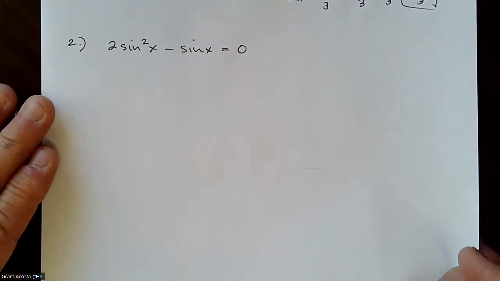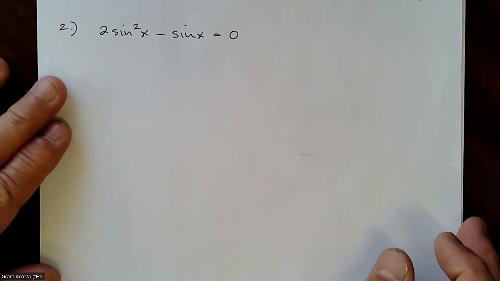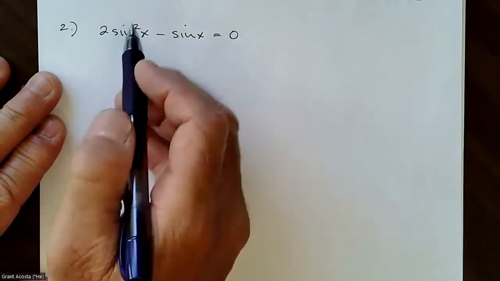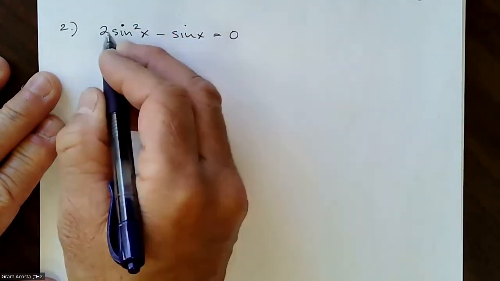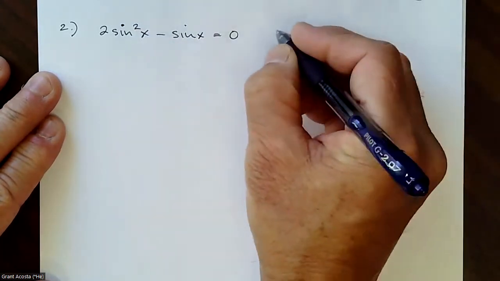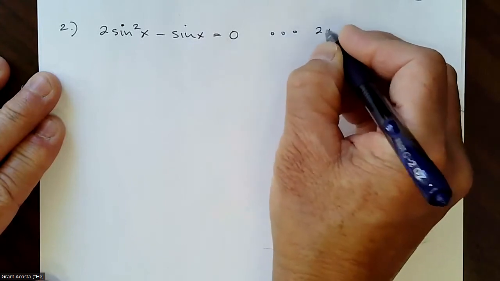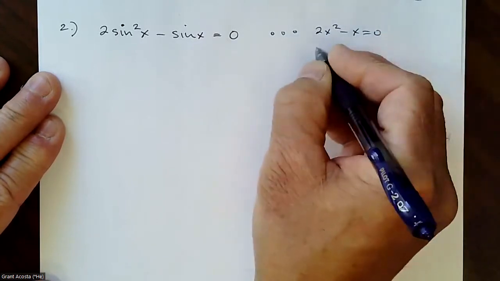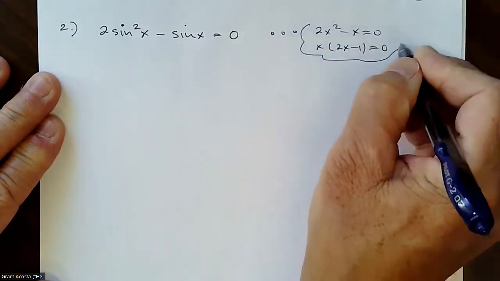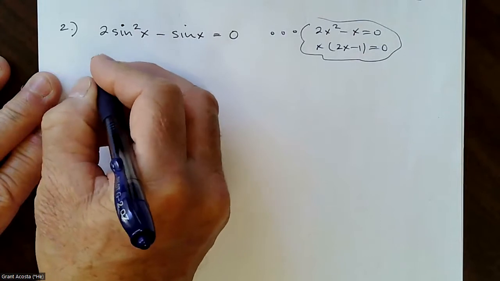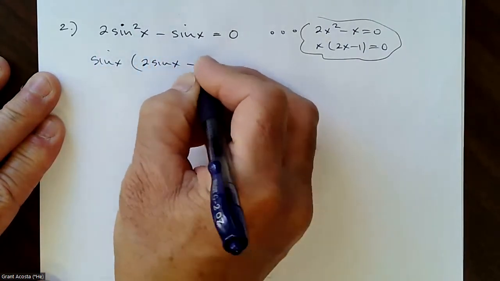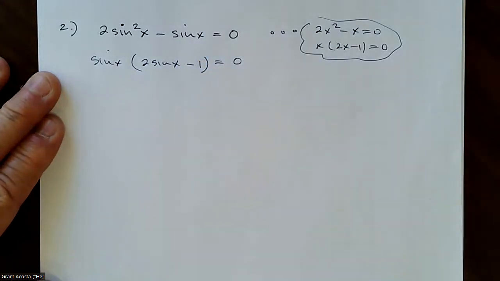Let's practice another one. So I've got 2 sine squared x minus sine of x equals 0. It has sine in it, but notice there's a sine squared and just a sine, kind of like in the same way that if you had 2x squared minus x, what you could do is factor out the x. We can do the same thing here. I can factor out a sine of x, which will leave me with 2 sine of x minus 1 equals 0.